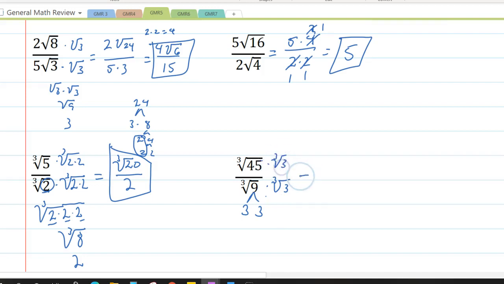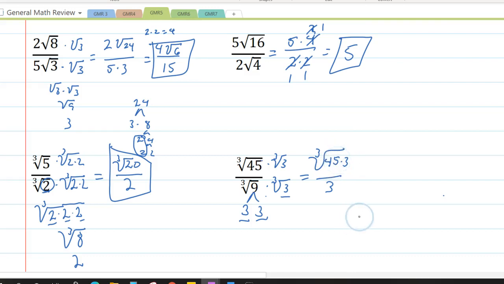Cube root of 3. That means on the bottom I have 1, 2, 3 3's. The cube root of 3 3's is simply 3. On top, I have the cube root of 45 times 3. Now that's a big number. I don't want to find out. I know I'm going to have to break this up anyways.